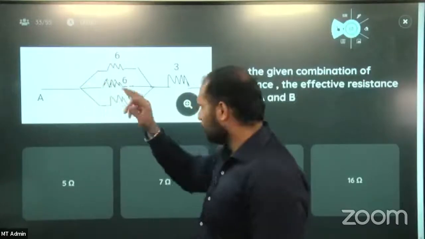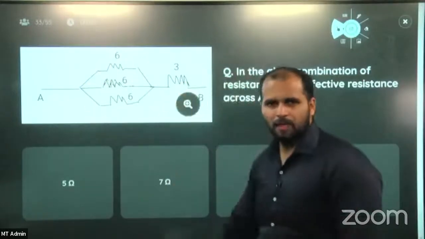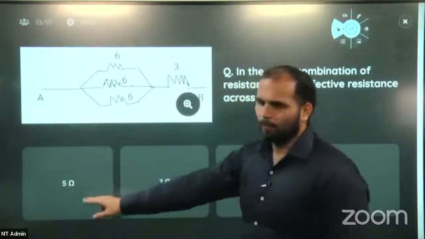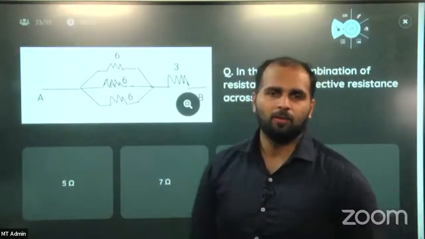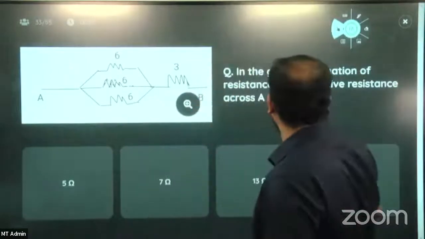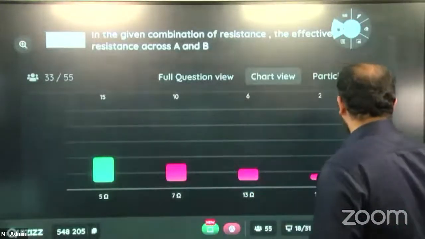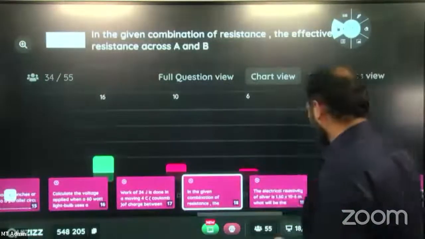And that 2 is in series with this 3. That is 2 plus 3, that is 5 ohms, right? And that is your option A. Am I clear with this part? So I guess there were no worries about the other options. Okay, let us see one last question for the day.